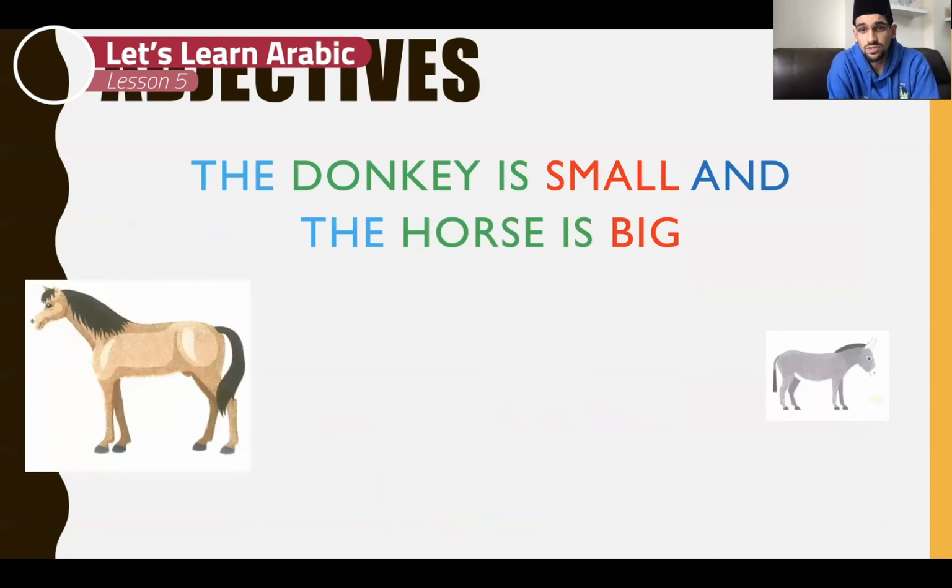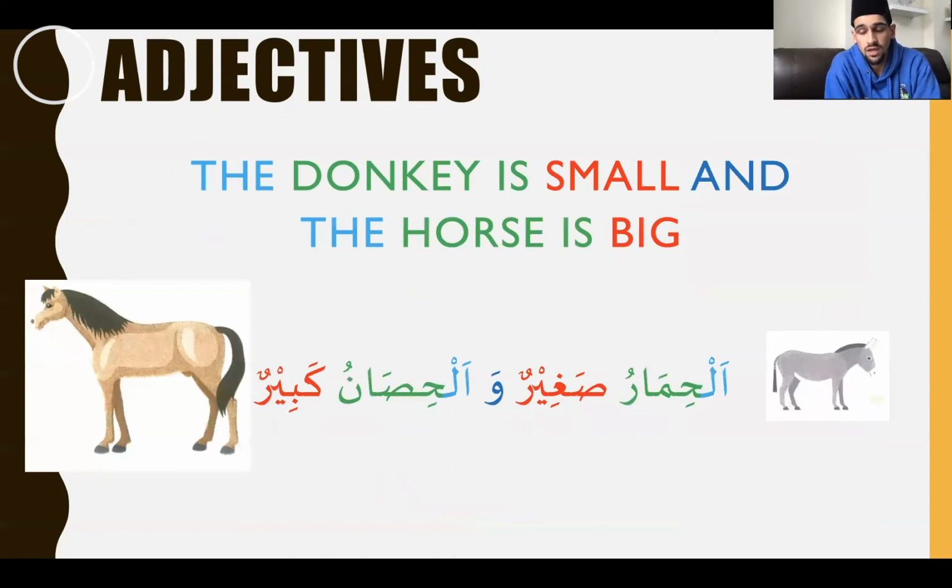The donkey is small and the horse is big. الحمار صغير والحصان كبير.